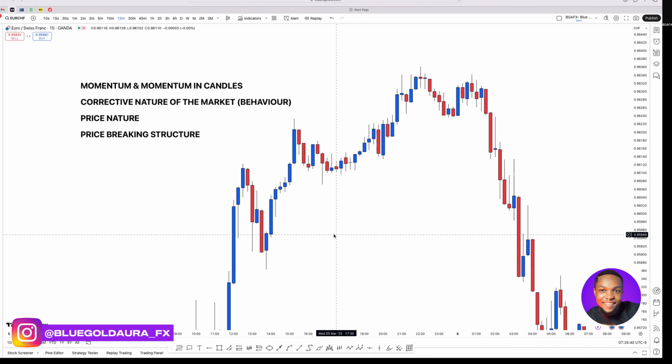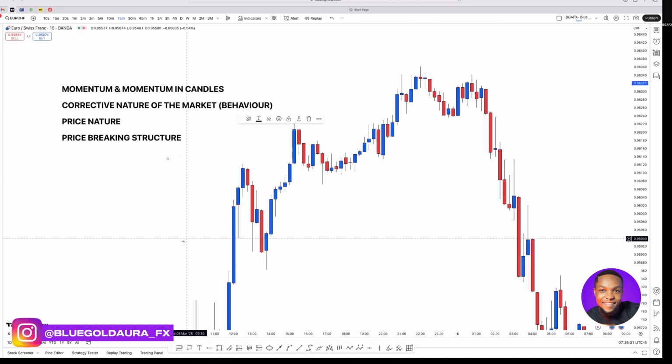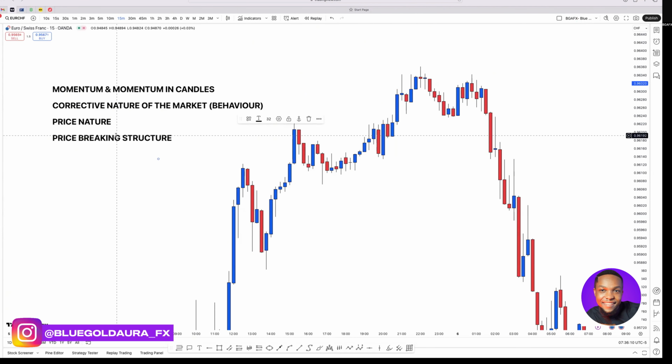What is the market telling you? What are the candles telling you? Who is involved, and what kind of behavior are we actually seeing in the markets? And when you can combine all these forces, you will be on the right side of the market most of the time. So these are the four tools that I use to gauge or to understand reversals in the markets.